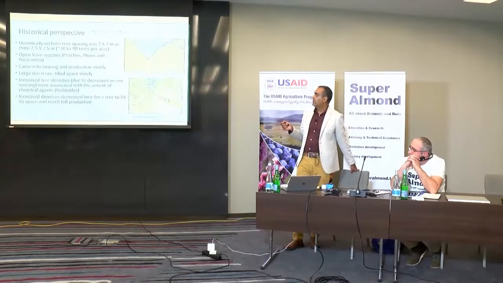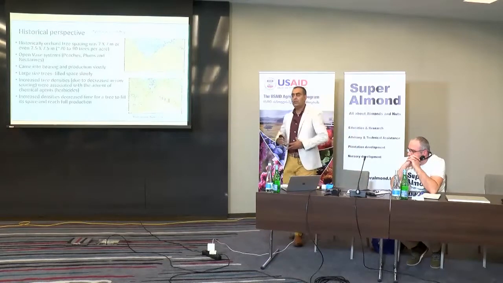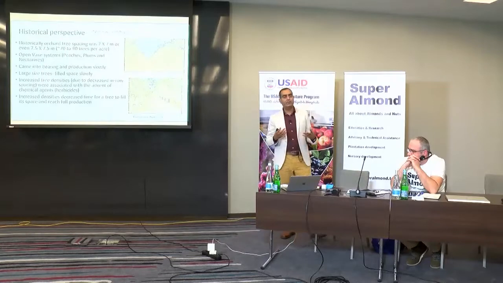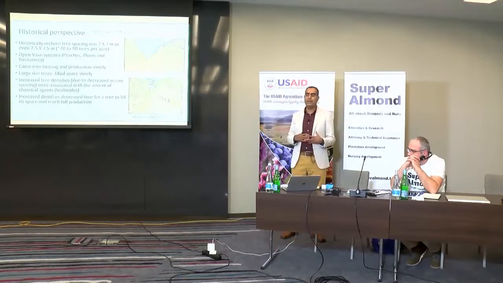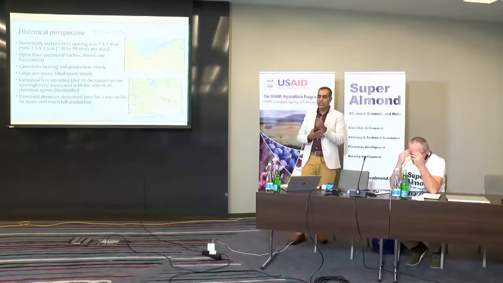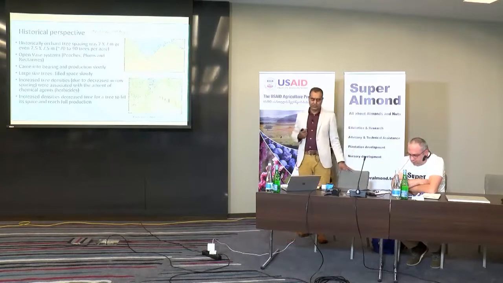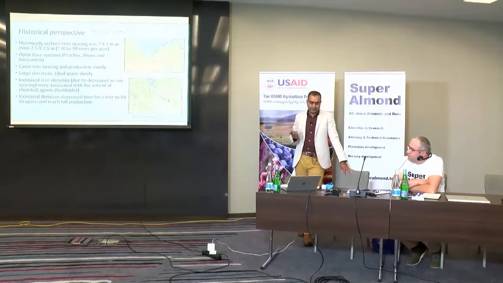Just like peaches, plum, and nectarines, we have the open vase and open center system in almonds. They came into bearing and production really slowly. The trees individually were large, so they filled up space slowly, but each tree would produce a lot of fruit because they were large. But low density has its disadvantages, which we can discuss later.